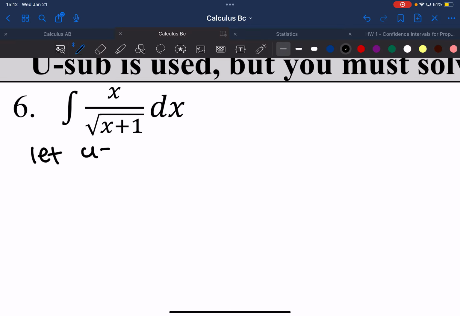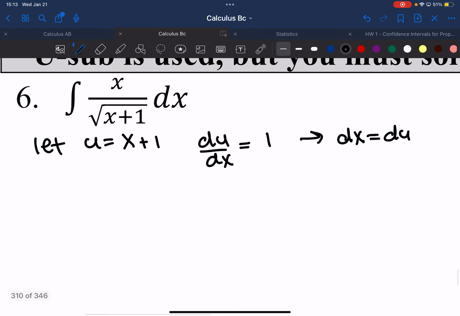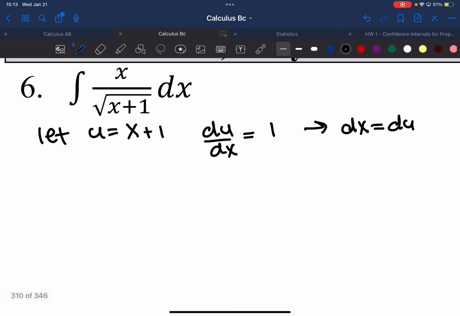Okay. Let u equal what? x plus 1. Why x plus 1? It's inside the radical. So that means du dx is equal to 1, because the derivative of x is 1. And that means dx is equal to du. Okay, so we plug everything in. We have the integral of x divided by the square root of u du.